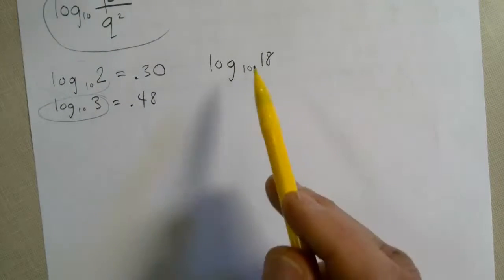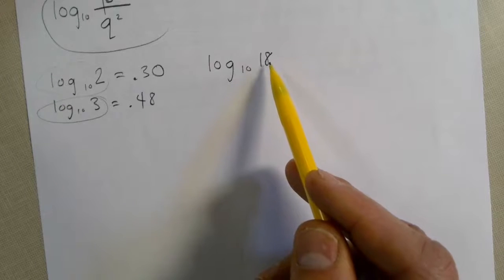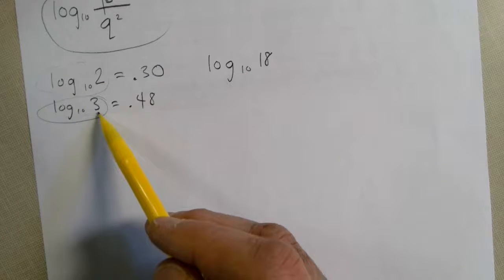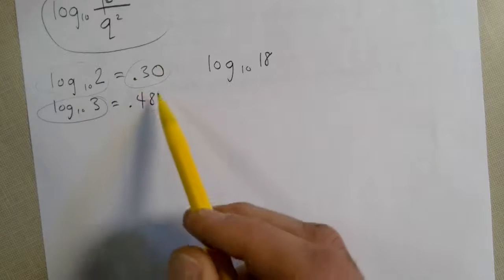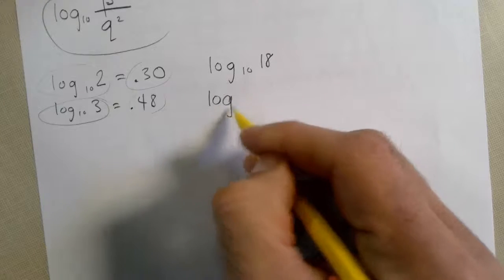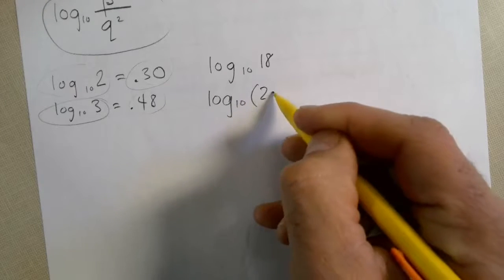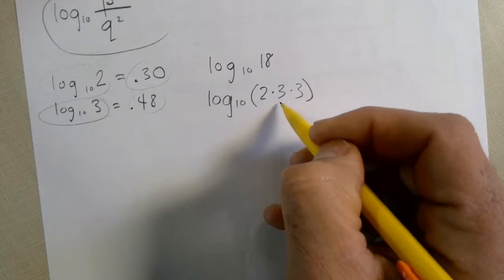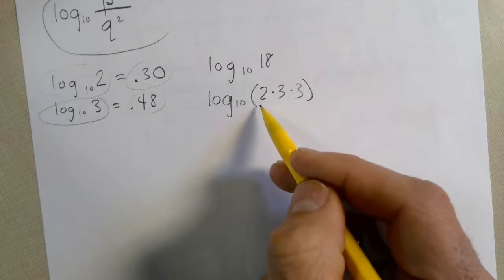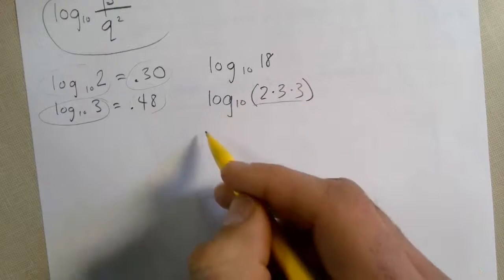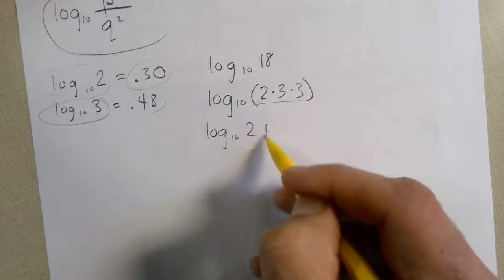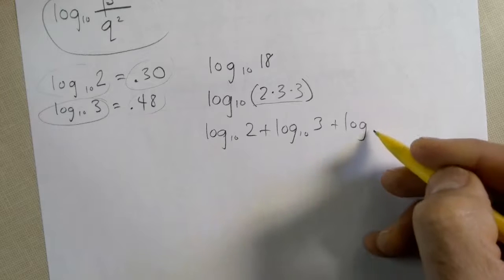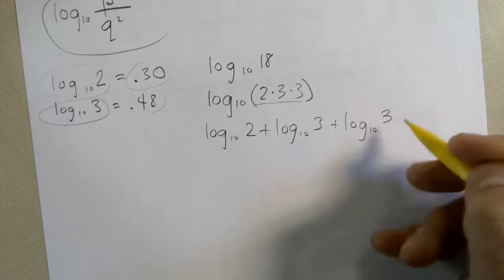Well, remember, if we can express 18 as a product of 2's and 3's, then we can simply add these together. Watch what I mean. Log base 10 of 2 times 3 times 3. These are the same thing, right? Because 2 times 3 is 6, times 3 is 18. Now, what did we learn about the log of products? It's the same thing as this. We are transforming multiplication into addition.